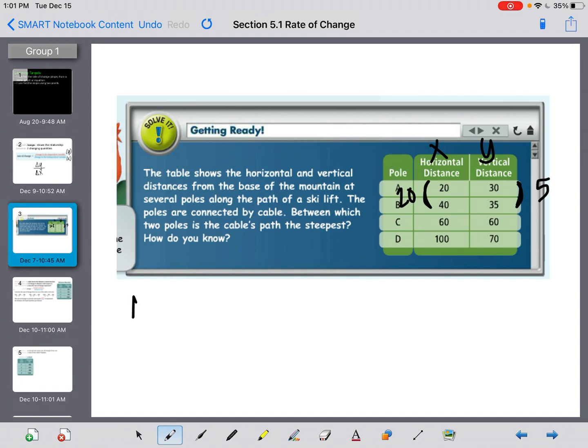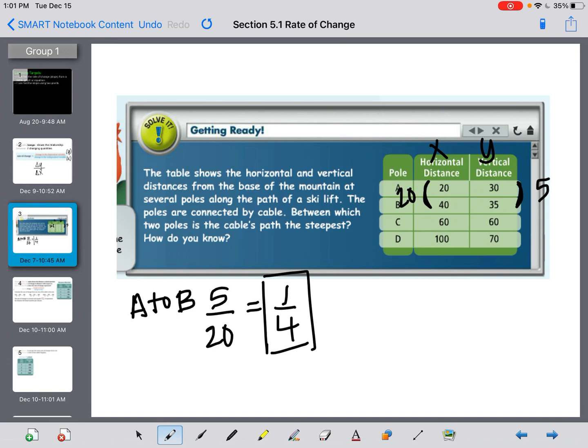So from A to B, we have 5 over 20, which is really 1 over 4. Okay, that is your rate of change for those two poles. Then we try the next one, where we happen to have a change of 25 and 20. So from B to C, we have 25 over 20, which gives us a rate of change of 5 over 4.